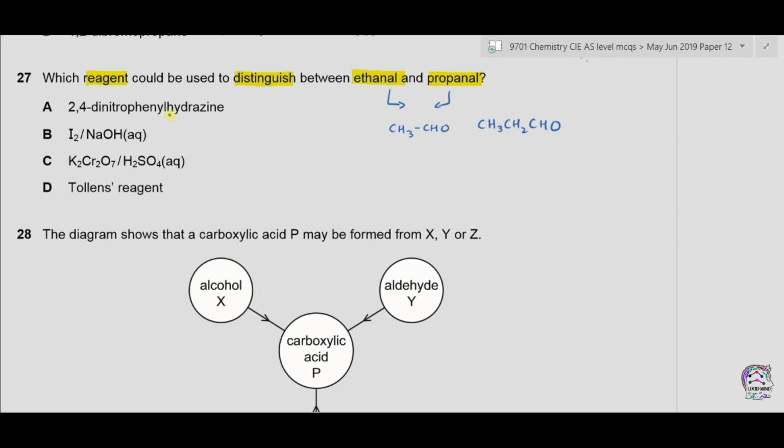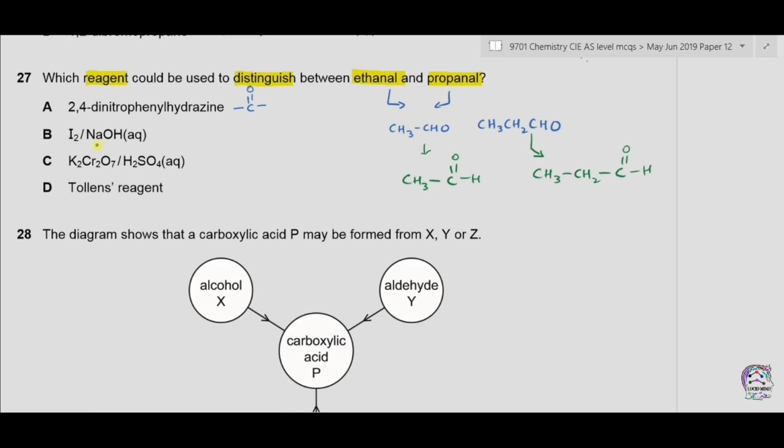A is 2,4-DNPH or 2,4-dinitrophenylhydrazine. It gives a positive result whenever a carbonyl carbon is present. Now as a carbonyl carbon is present in both these aldehydes, both will give a positive result with this reagent. So we cannot distinguish by 2,4-DNPH. We can draw the structure of ethanal like this: CH3C=OH, and propanal will be like this: CH3CH2C=OH.